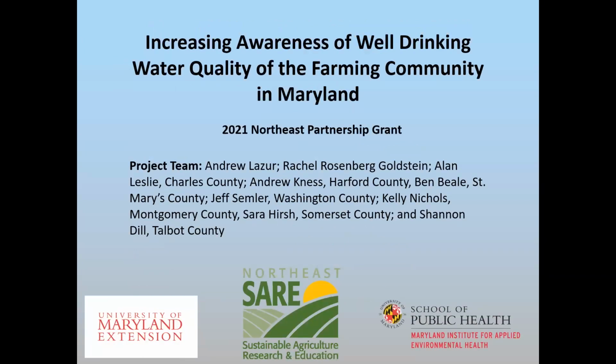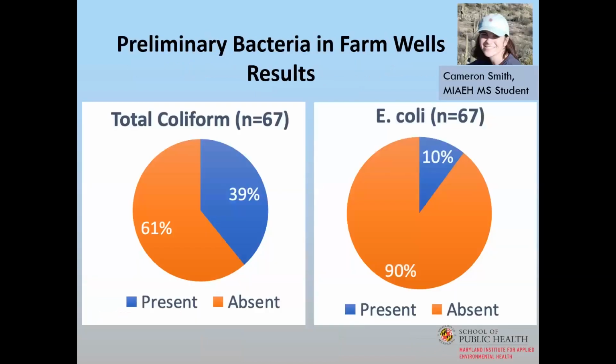I wanted to share a little bit of preliminary results from a partnership project we had with colleagues from the School of Public Health, but a lot of the county ag agents, and where we tested wells, provided some education, and we're still working on that project. But just wanted to share with you some preliminary results. We had a student from School of Public Health, Cameron Smith, that worked on this data, and it shows that 39% of the 67 samples had coliform bacteria, and only 10% had E. coli. So what does that mean?